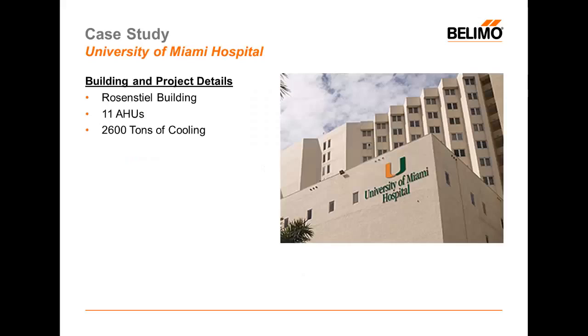Another high-profile project that was done using the Belimo energy valve was at the University of Miami Hospital, specifically at the Rosenstiel building. At this building, there were energy valves installed on 11 air handler units that were encompassing about 2,600 tons of cooling. Previous to Delta T management, they were using over 10,000 gallons a minute to serve this 2,600 ton load, and the average Delta T was 5.5.